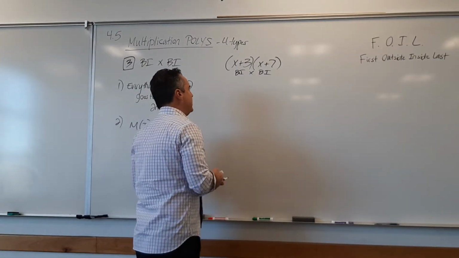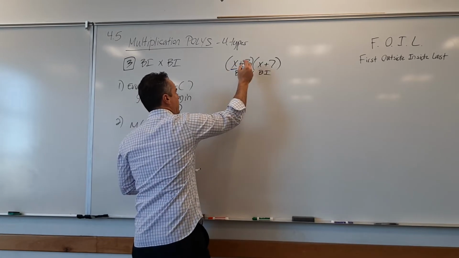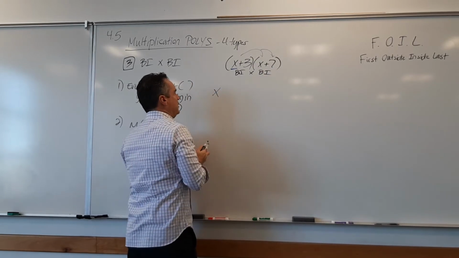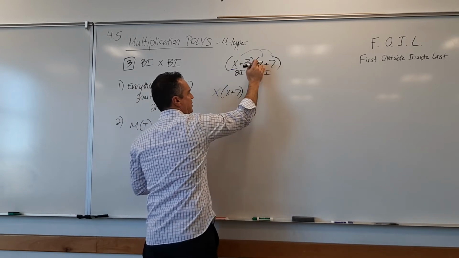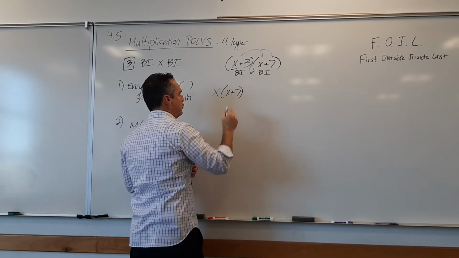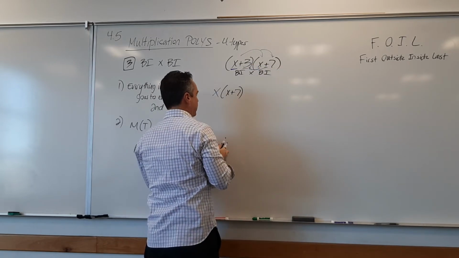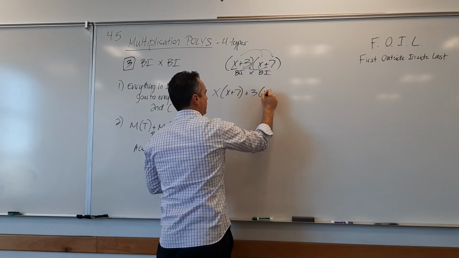So what does it mean everything in the first parentheses goes to everything in the second parentheses? If this x right here, that has to go to here and to here. Ultimately, we're saying we have x times x plus 7. Understood? X times this x plus 7. And then this 3 right here, it's got to go to everything over here. And so we're going to end up with plus 3 times x plus 7.